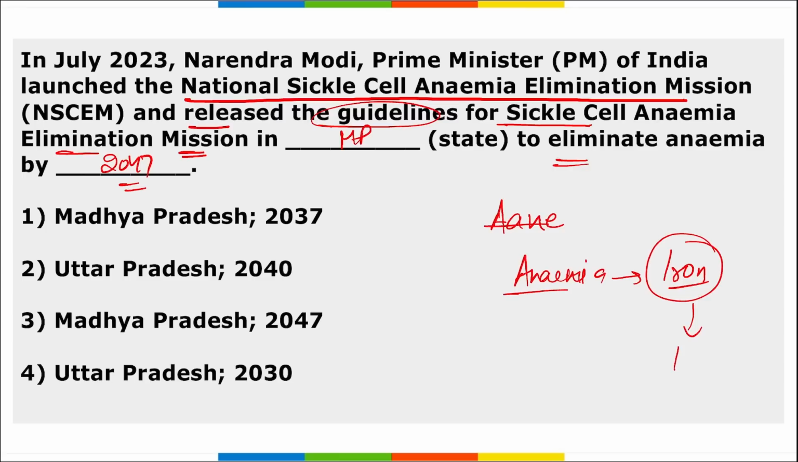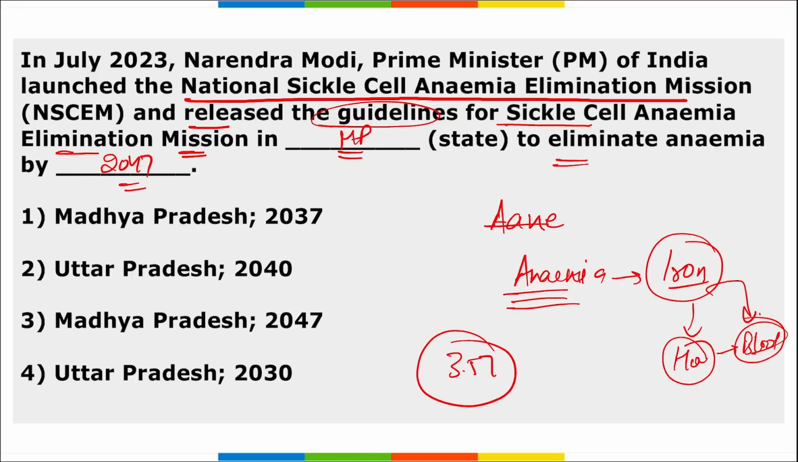And we know iron is found in our hemoglobin, correct? And hemoglobin is a part of blood, so we can say due to the deficiency of iron in blood, we face anemia, correct? And recently, Narendra Modi, Prime Minister of India, launched this National Sickle Cell Anemia Elimination Mission under the National Health Mission, to eliminate it by 2047, correct? And where was this launched? It was launched in Madhya Pradesh. Here, the Prime Minister also initiated the distribution of Ayushman Bharat Pradhan Mantri Jan Arogya Yojana cards to about 3.57 crore beneficiaries. So the correct option here becomes option 3.